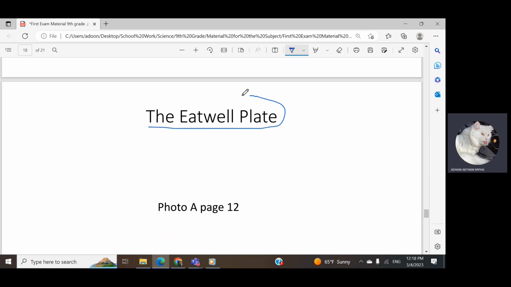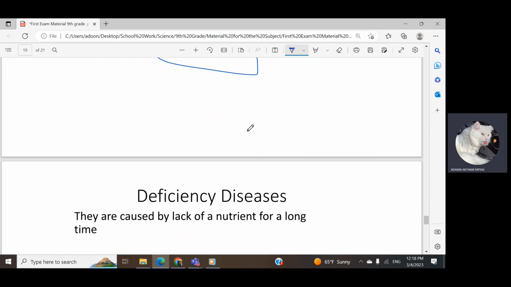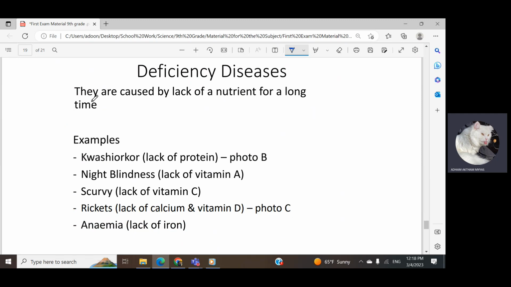For each plate, you have to see the page, photo A, page 12. It contains a variety of food, like fish contains phosphorus and so on, and milk contains calcium and so on. So focus, but not too much on it. I'm not asking you to memorize all of that. I'm just asking you to memorize the main substances that your body needs.